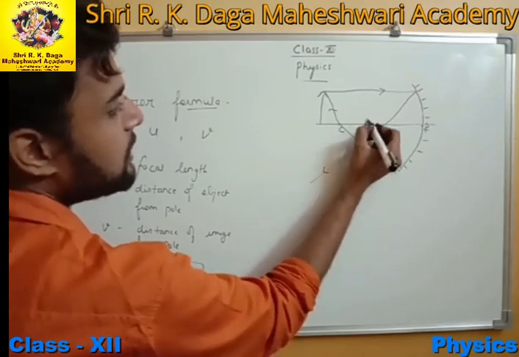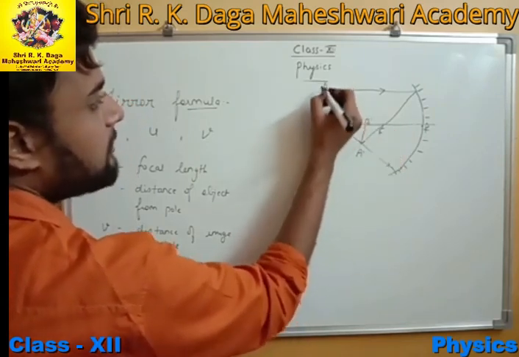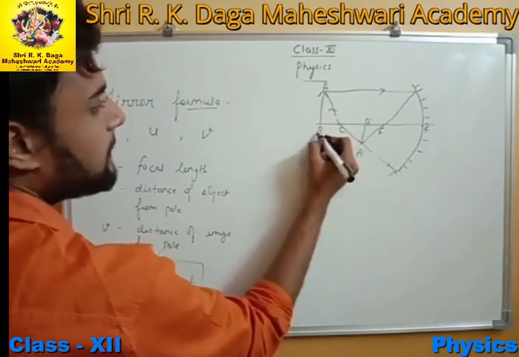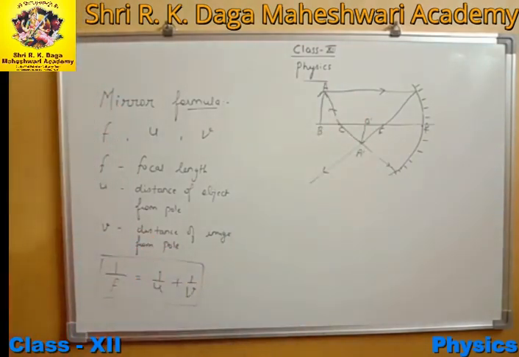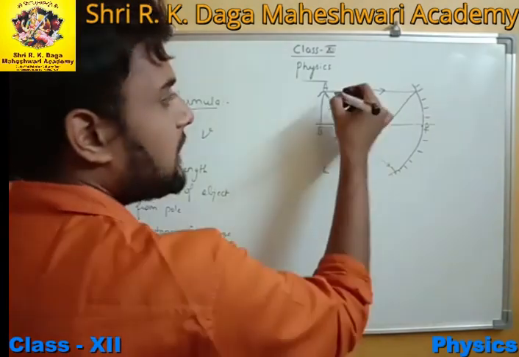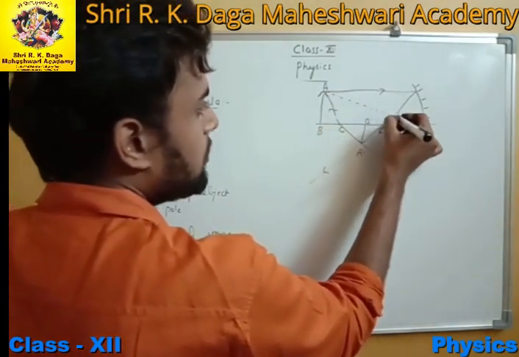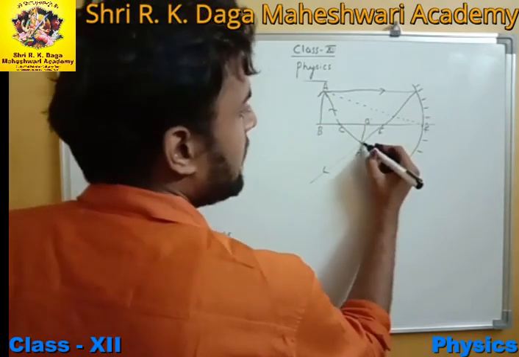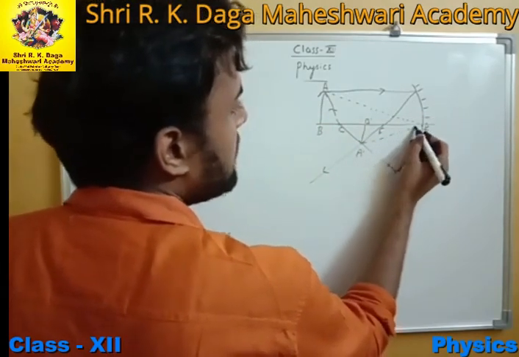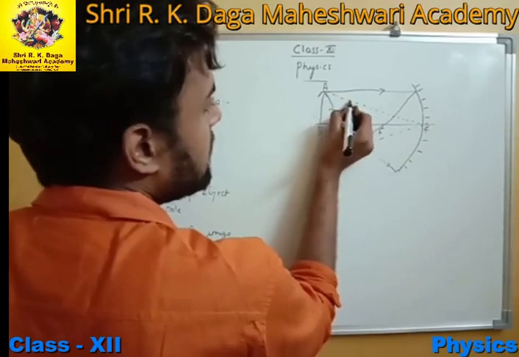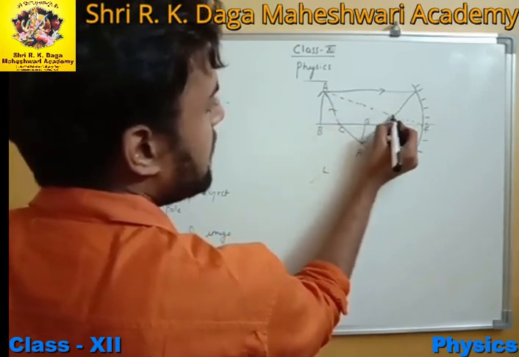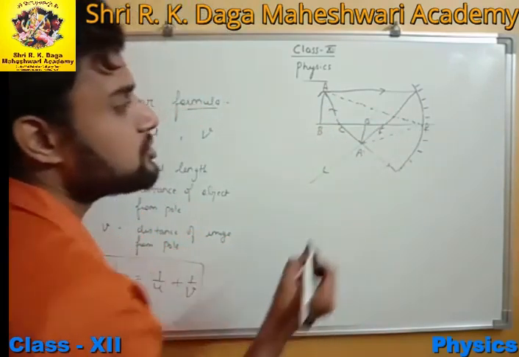Our image is denoted by A dash B dash and our object is denoted by AB. Okay. So if I join this line A to P and then A dash to P as well. ठीक है, मैंने क्या किया, इस A को P से ज्वाइन कर दिया और A dash को भी P से ज्वाइन कर दिया.